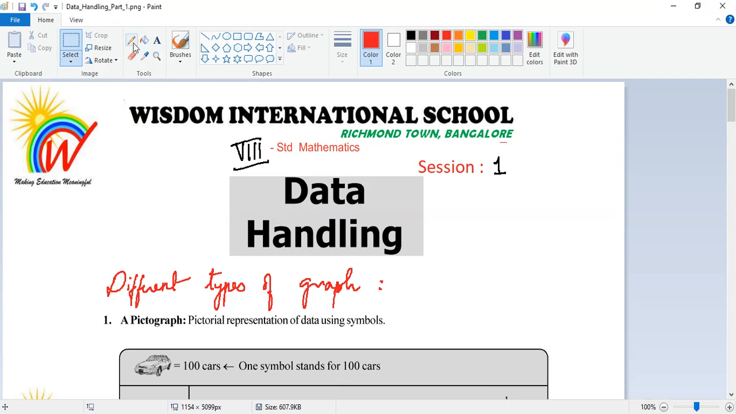Children, we'll start a new chapter today, data handling. This is a very interesting chapter. You have to use your graph sheet for this, or a geometry notebook. You have to do all the work in a geometry notebook or a graph notebook. So let's start with this.